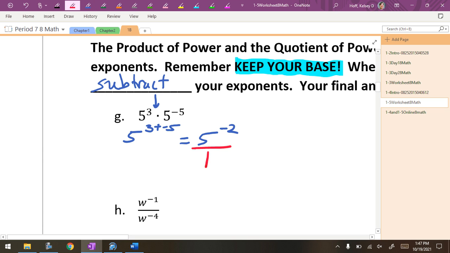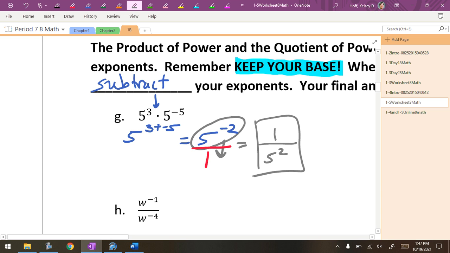So I put it over 1. I take my base and my negative exponent. It needs to get dragged to the bottom. So my answer is actually, very good, 1 divided by 5 to the second power. Wait, do we have to put that circle? No. If you go from here to here, I'm totally good with that.